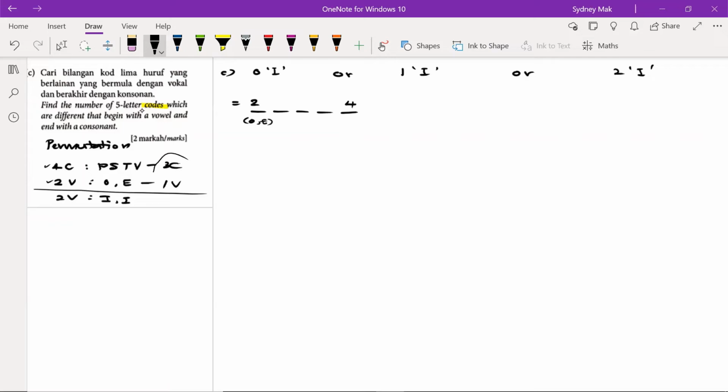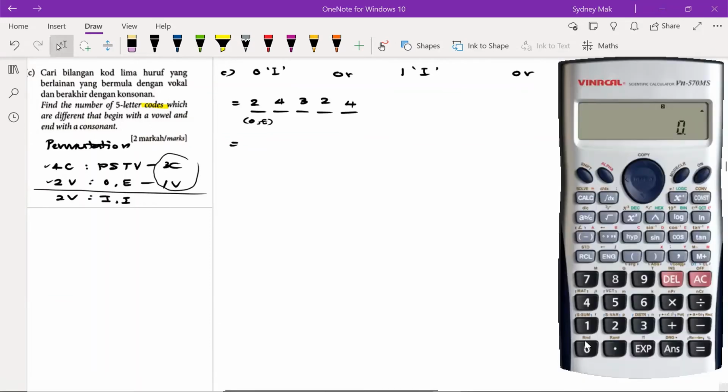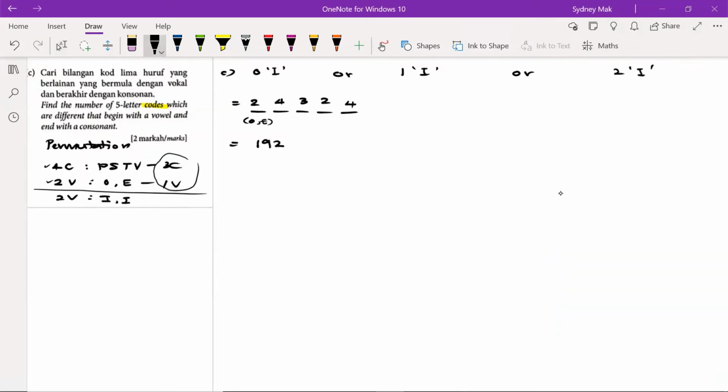So the remaining letters that we can use to fill in the rest of the empty slots will be 4 objects here. Therefore, 4 choices followed by 3 choices followed by 2 choices. And with the help of a calculator, we shall key in 2 times 4 times 3 times 2 and then times 4 again. 192 ways to arrange the 5-letter codes without the I.